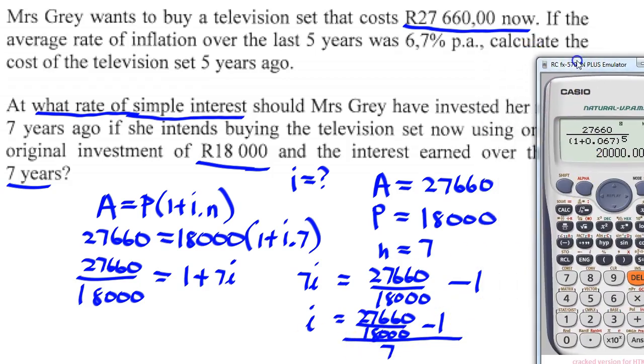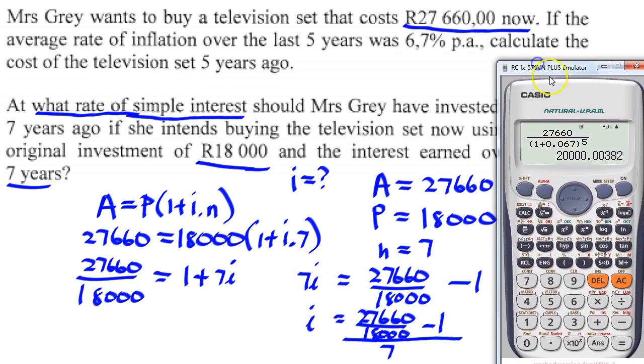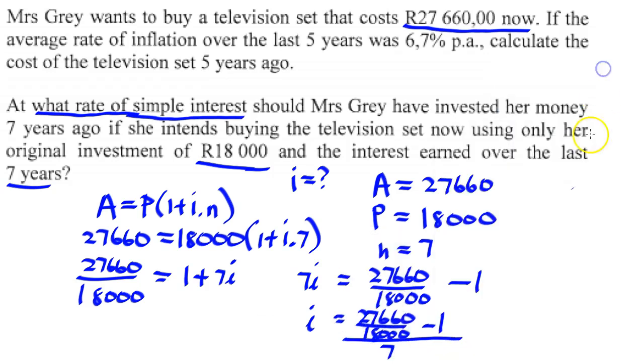So let us just see how we're going to substitute that into our calculator. So firstly, I'm going to press the fraction button, and then I'm going to press it again for 27,660 Rands over 18,000 minus 1, all over 7. So what you see in the calculator and what you see here for I is exactly the same thing, equals to. And that's 0,07666 recurring. So therefore, I is equal to 0,076.